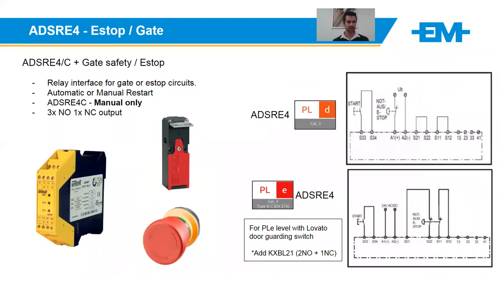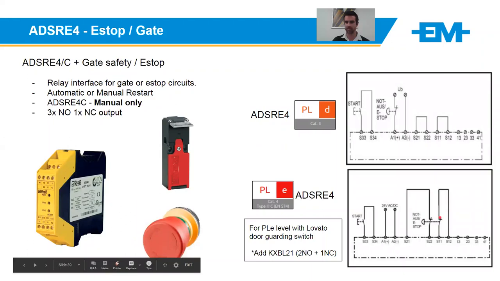Another new unit to the catalog is our safety relay, the ADSRE4 and ADSRE4C. I imagine these to be the most popular. They have been the most popular thus far. These are your typical standard e-stop type safety relay modules. You can see here there's two connection diagrams we can use. We can get to PLD if we use a single contact breaking the power in of the ADSRE4. Or a better solution, the normal solution really, is two normally closed contacts on the e-stop going into the dedicated input terminals of that safety relay and having the power permanently provided.